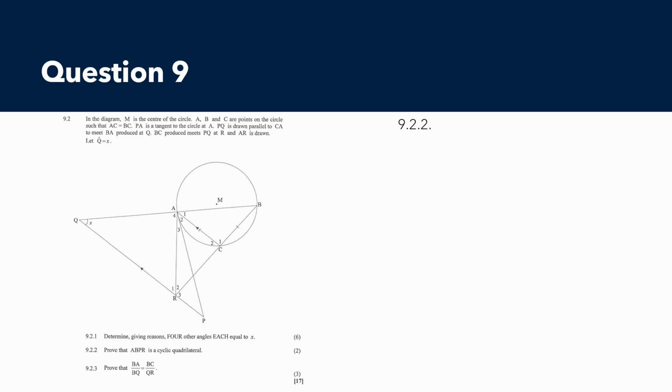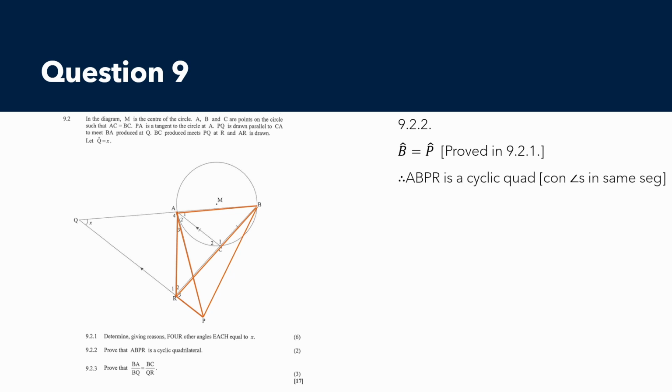Prove that ABPR is a cyclic quadrilateral. Angle B is equals to angle P, proved in 9.2.1. And hence, ABPR is a cyclic quadrilateral. Reason: converse of the angles in the same segment or angles subtended by the same chord.